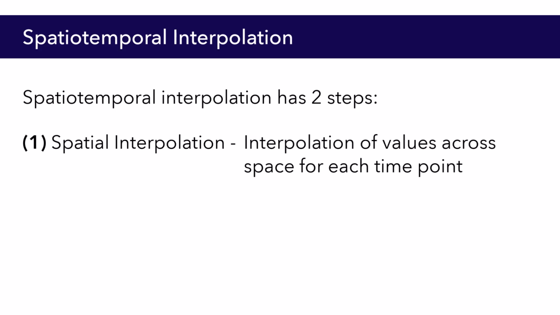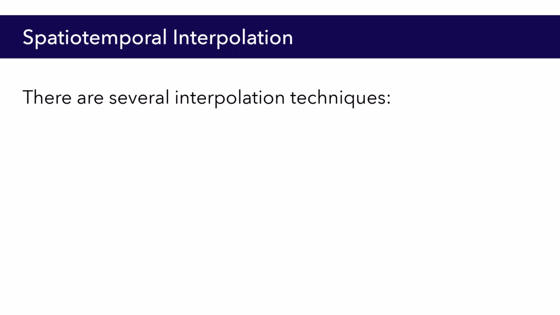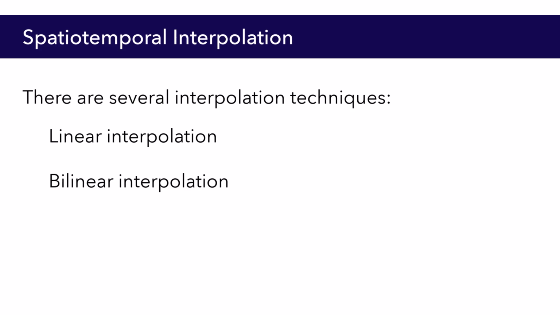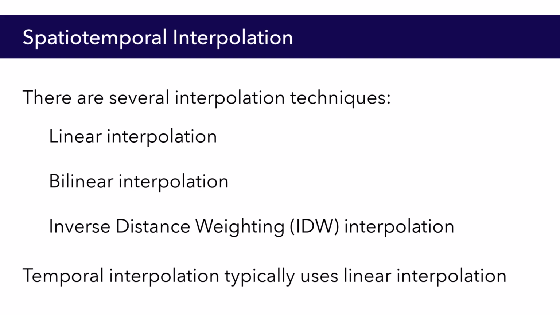The spatial-temporal interpolation process involves two steps. First is spatial interpolation, to interpolate values across the space for each time point. Second is temporal interpolation, to interpolate between time points at each spatial location. For spatial interpolation, different techniques are used. These techniques include linear interpolation, bilinear interpolation, and inverse distance weighting or IDW. Temporal interpolation is often conducted using a linear interpolation process.